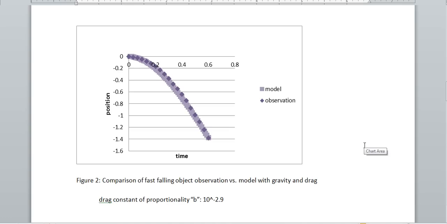I plotted the data of this model with the observational data, and you can see that now with the drag force accounted for with the B of 10 to the negative 2.9, the position of the object at the end of the time period is accurately predicted.